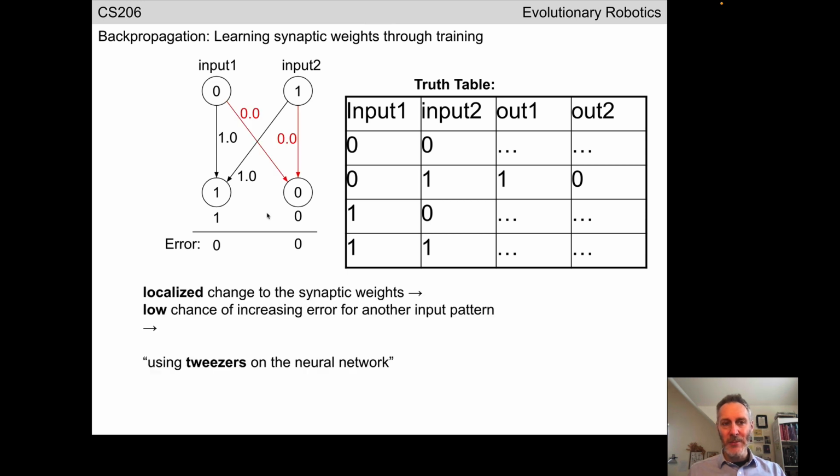You'll notice that the backpropagation of error algorithm is causing localized changes to the synaptic weights. So in this example here, not all the synaptic weights changed, just the ones that were causing the error at the second output neuron. By making a small change to a subset of the synaptic weights, we have a low chance of increasing the error for another input pattern here. So this is like using tweezers on the neural network to make a slight change only where there's an error. We'll come back to why that's important in a moment.